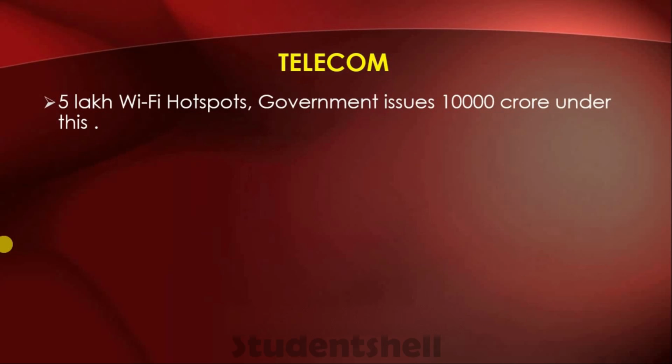Next, we go to telecom infrastructure. The government issued 10,000 crore for establishing 5 lakh Wi-Fi hotspots in the country. And one other important thing is, under BharatNet program, 2.50 lakh villages got optical fiber connectivity. This year, the government is targeting another 1.5 lakh villages under this BharatNet initiative.